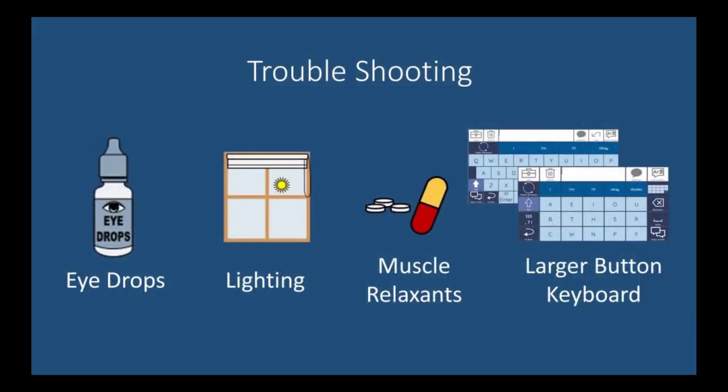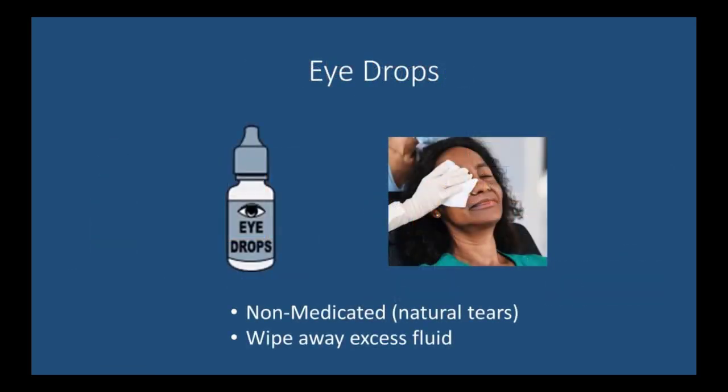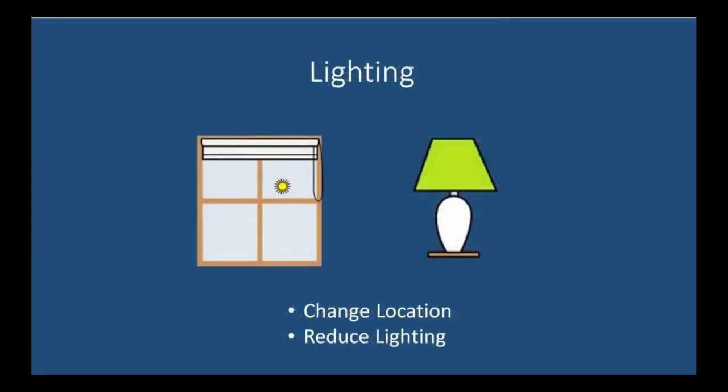Troubleshooting. If the user is having trouble with calibration or accurate targeting, here are some things to consider or try. Eye drops. Non-medicated natural tears eye drops may improve targeting by rinsing away thickened tears that may congeal on the eye and impair accuracy. After applying the drops, gently dab away any excess liquid on the eyelids, as it could also impair accuracy. Lighting. A bright light source, especially from directly behind the user, can interfere with eye tracking accuracy. Consider repositioning the user or reducing the intensity of the light to enhance performance.